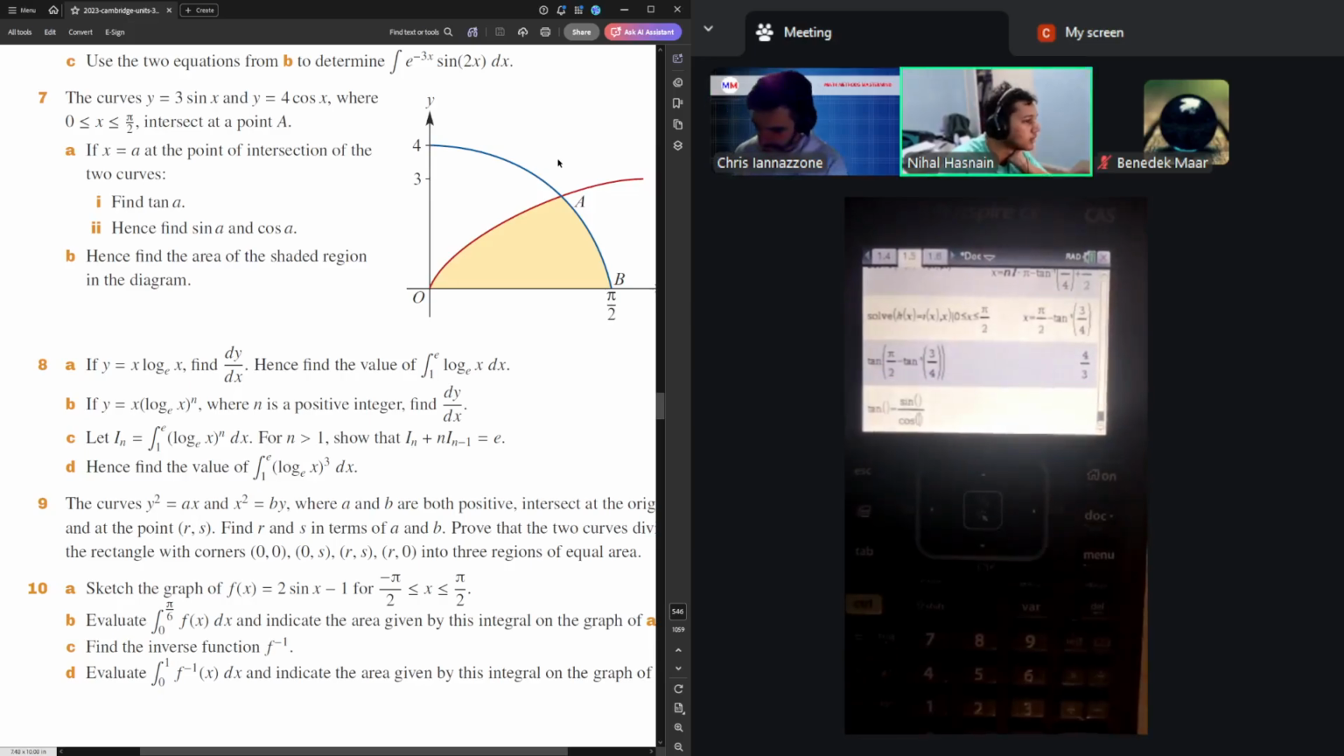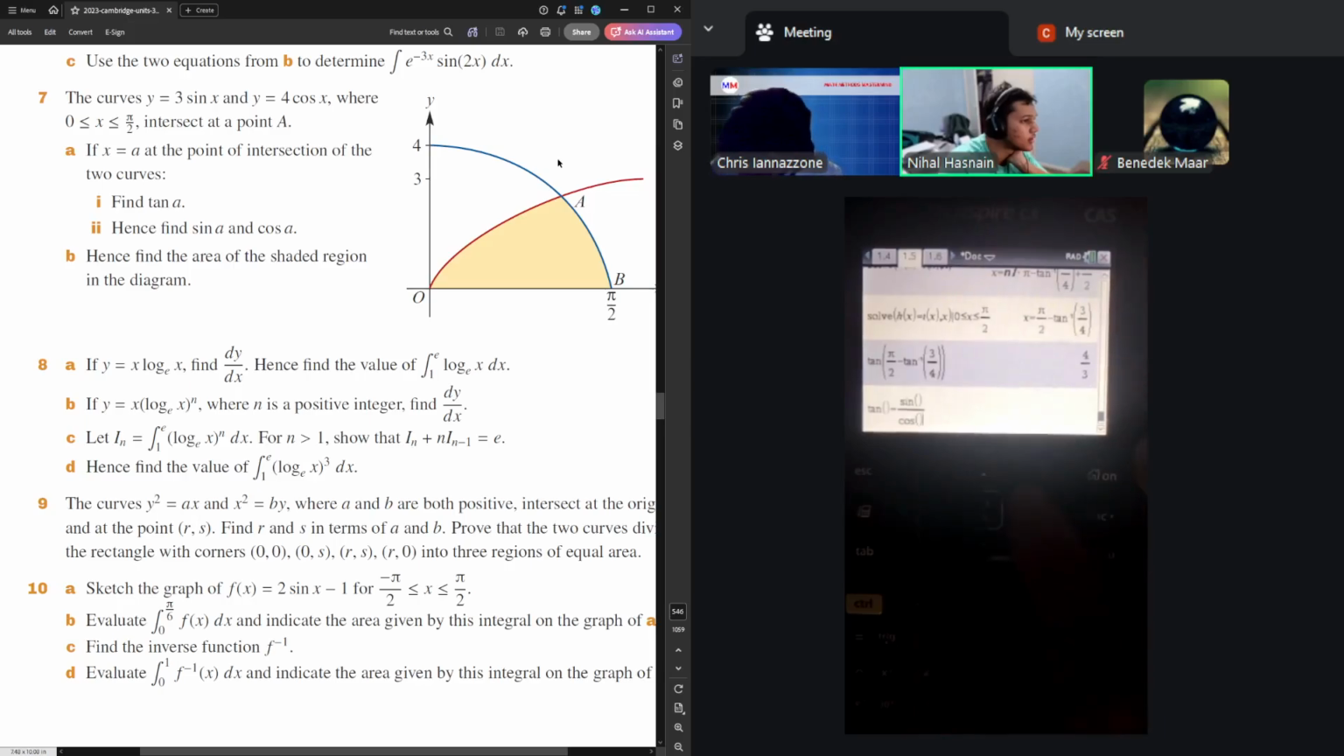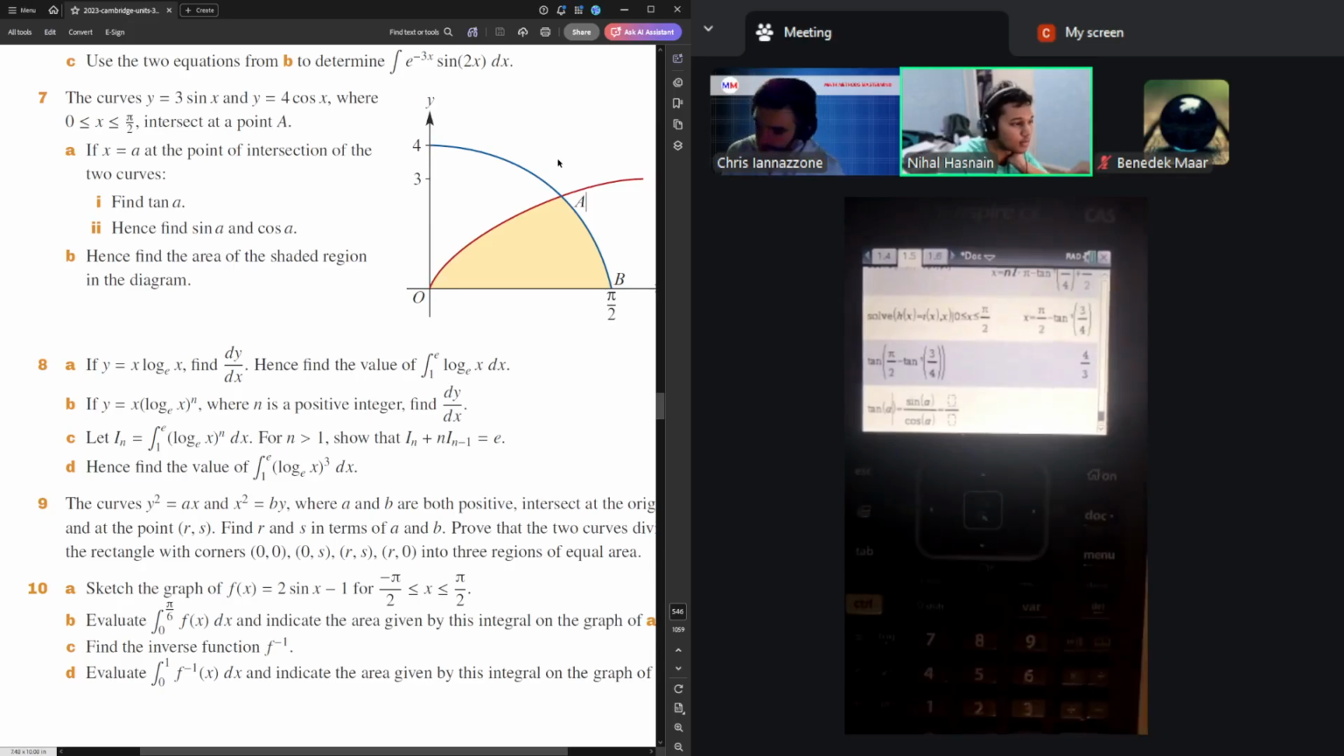You can just shove whatever's inside the tan. Yeah, so that was the immediate easy way. If you have a tan of A, you just shove the same A into sine and cos, yeah?